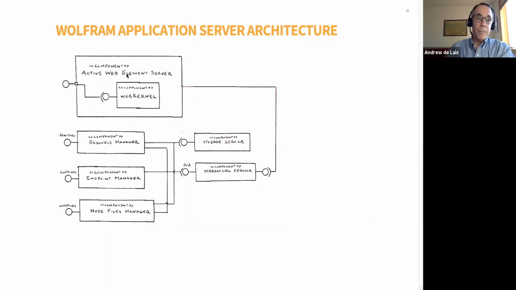Now, in order to support making and deploying content onto the application server, we have several supporting microservices that allow you to basically deal with the various kinds of content I talked about. We have something called the resource manager, which provides an API for creating and modifying and removing resources. We have an endpoint manager, which has an API to allow you to create and remove endpoints to map to your resources. And then we have a node files manager for creating and distributing node files.